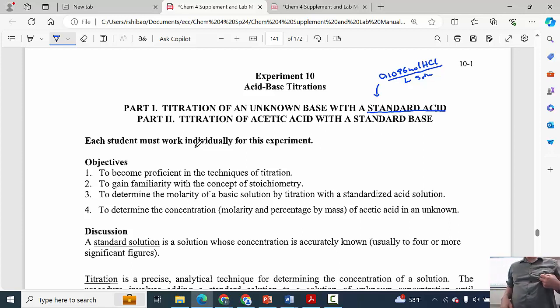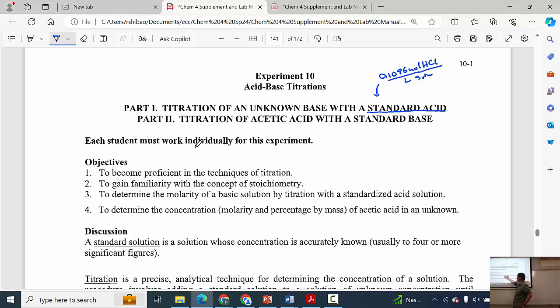And so what are we doing in this? Well, we're going to learn the techniques of titration. Not a normal titration, but a beginner setup titration. Two, to gain familiarity with the concept of stoichiometry, we're trying to get what we call stoichiometric amounts. We want a stoichiometric amount of acid to react with a stoichiometric amount of base. What is stoichiometry? It's the right amount. That's what we determine in stoichiometry, how much quantities.